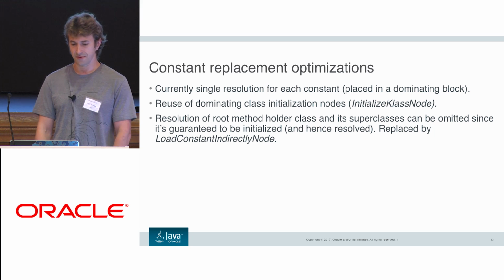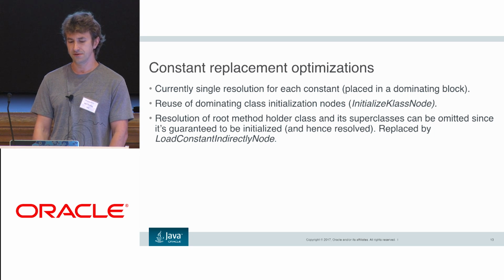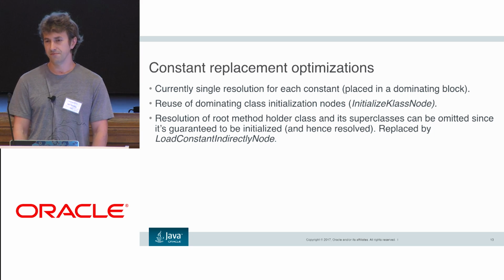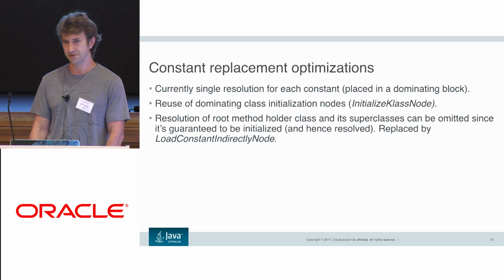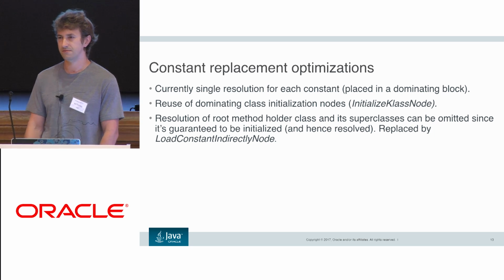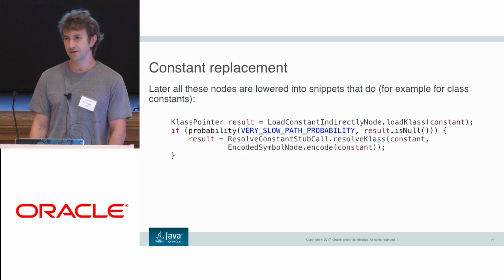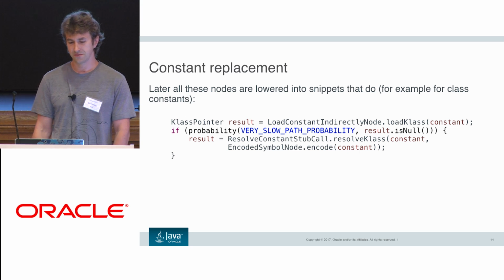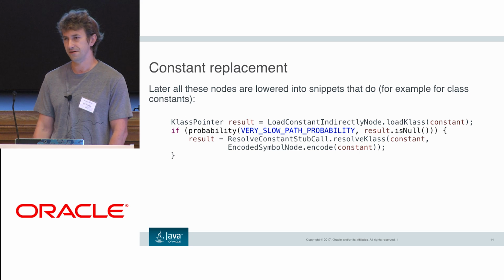We also do simple optimizations. For example, we avoid full-blown constant resolution for the class of the root method holder and any of its superclasses, because it's guaranteed that by the time the method is run, those are resolved and initialized. In the end, the constant resolution node lowers into the following construct, which is basically a load, check if it's null, and if it's null, call runtime.